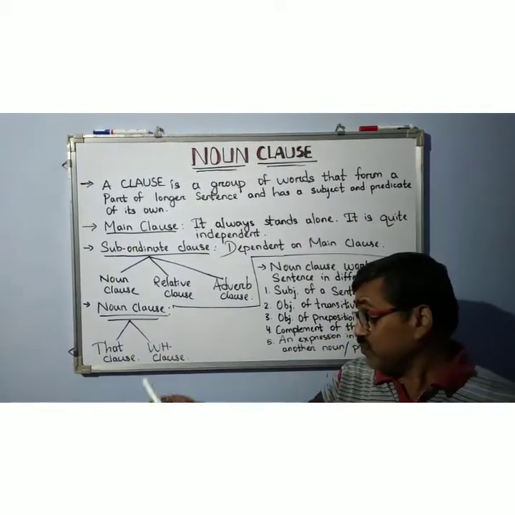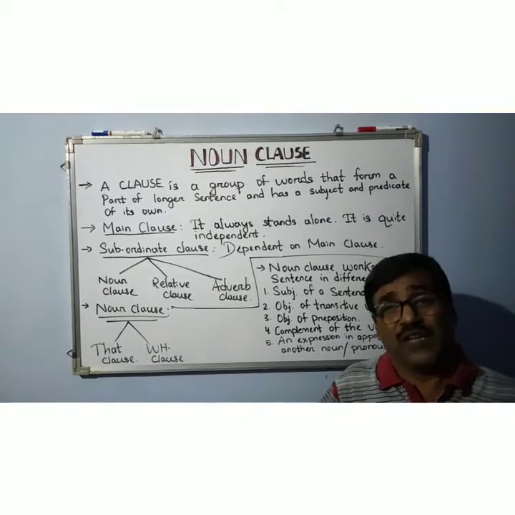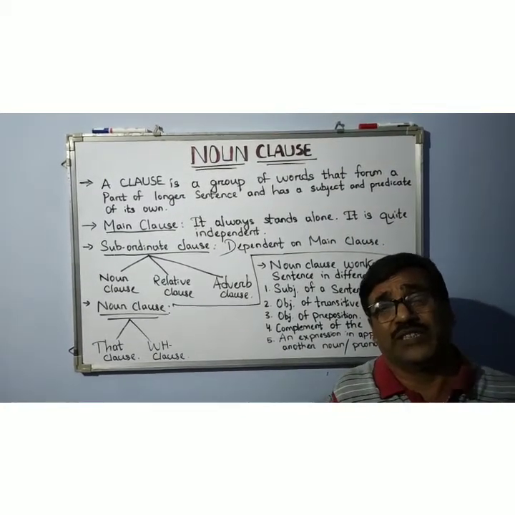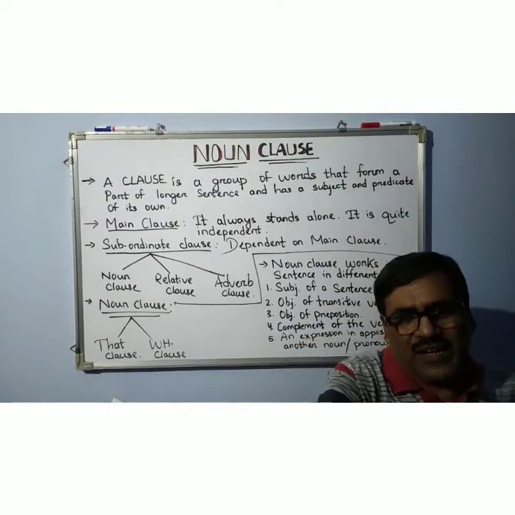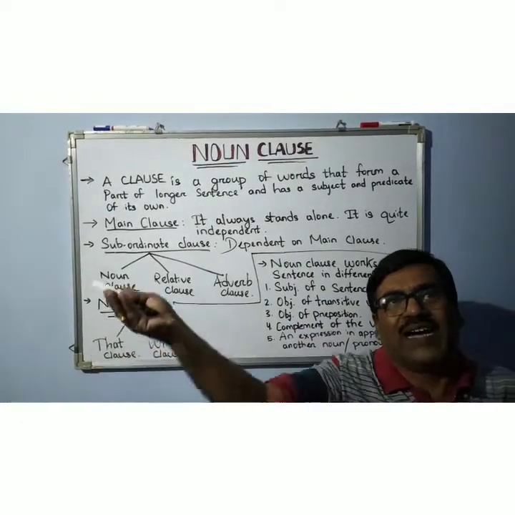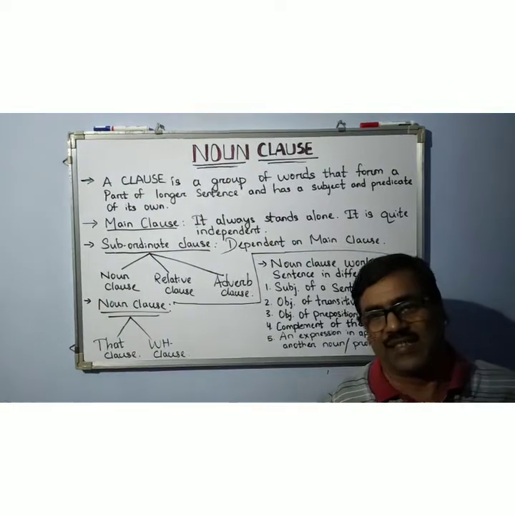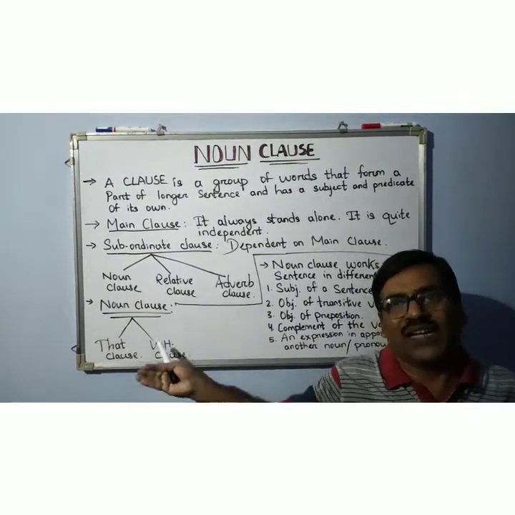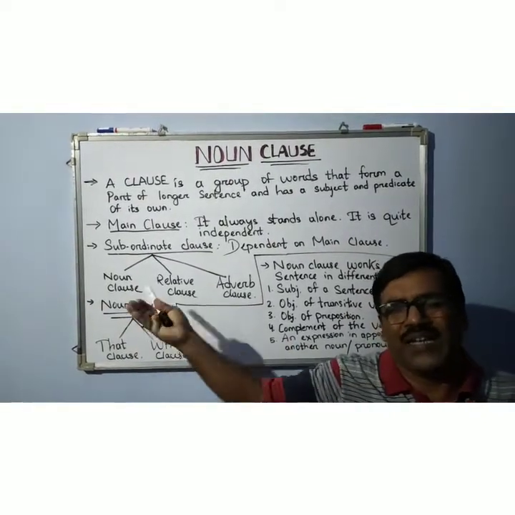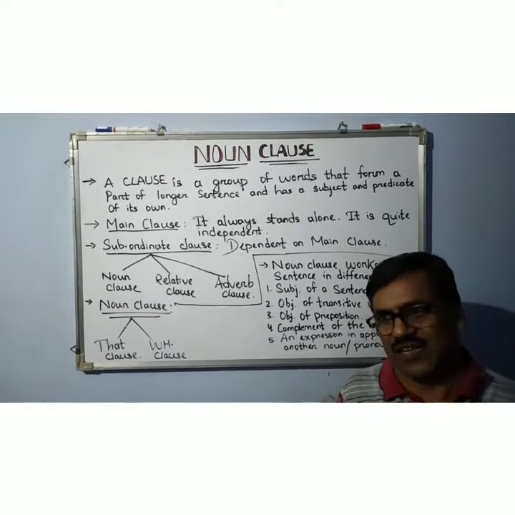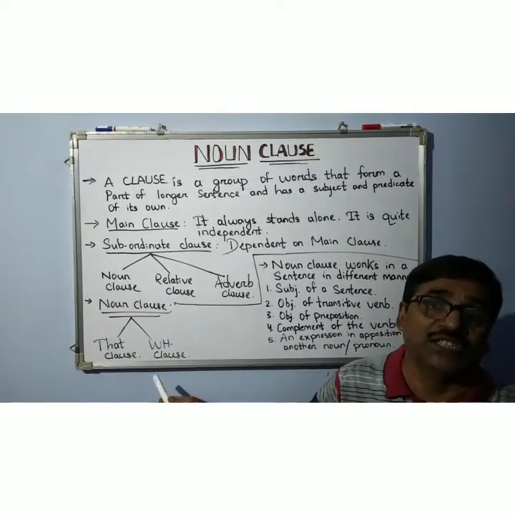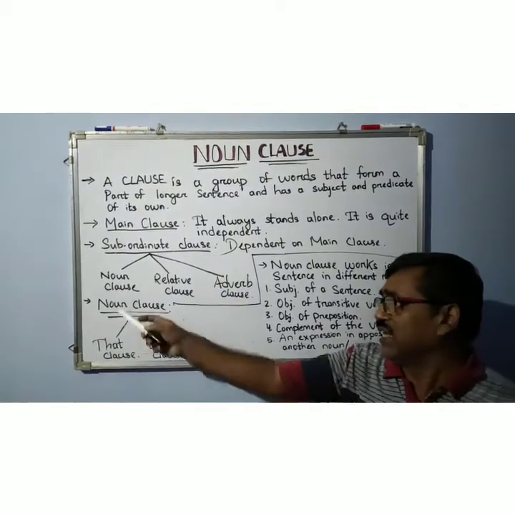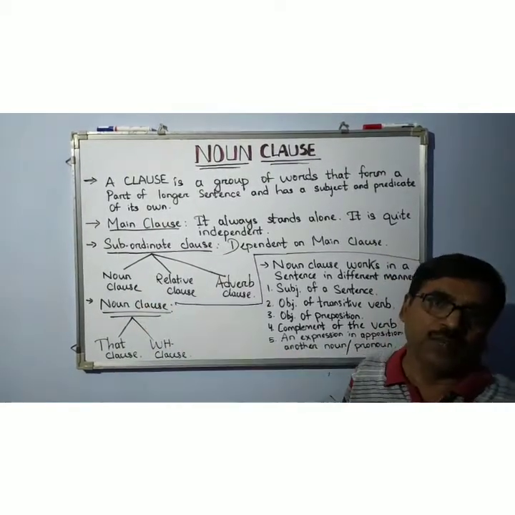Next, double H clause. A double H clause always starts with a double H word. The teacher said what he had taught in the last class. So what he had taught in the last class is the subordinate clause and it is also one kind of double H clause.